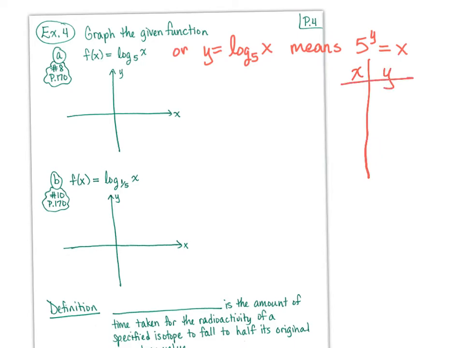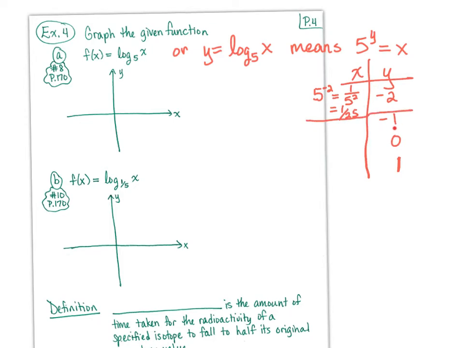Okay? And let's choose y to be -2, -1, 0, and 1 so we can get a clear picture of what our graph will be, what the shape is going to be. So when y is -2, then x would be 5 to the -2nd, which is the same thing as 1 over 5 squared, or in other words, 1 over 25. Okay? So that's the corresponding x.